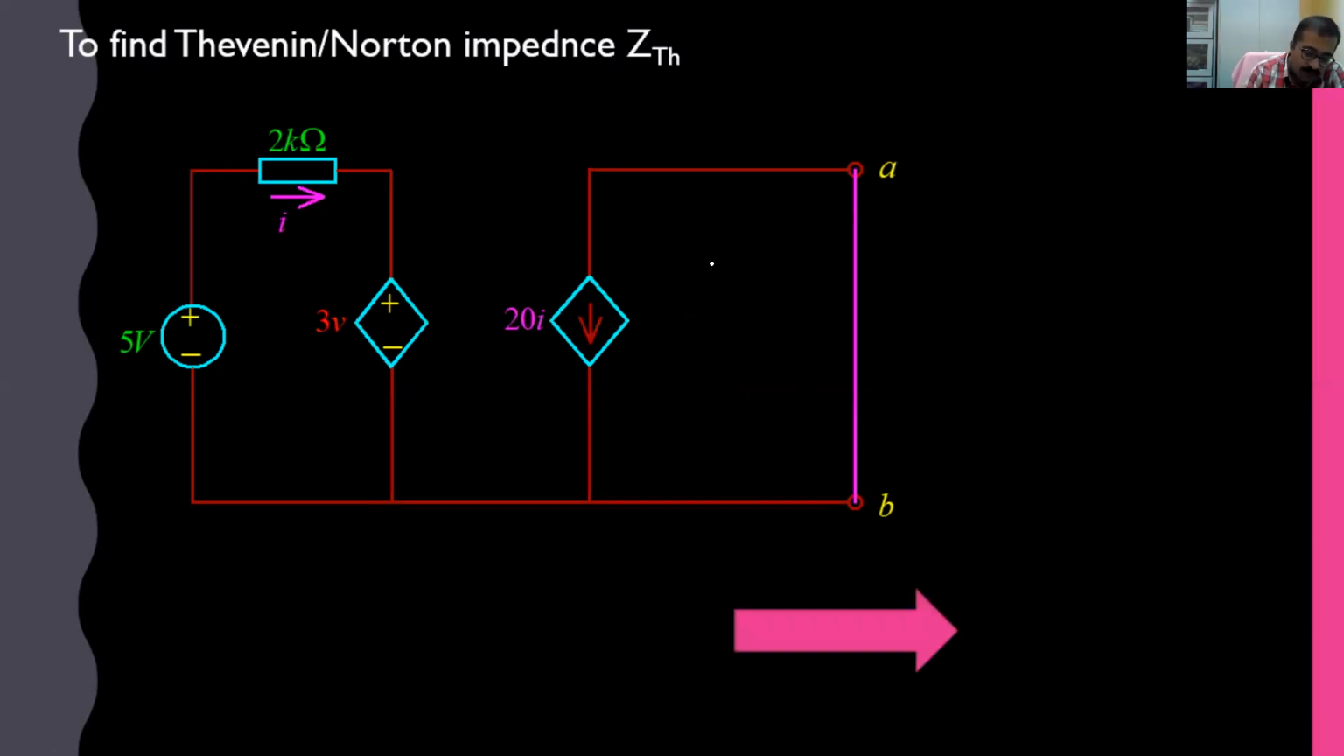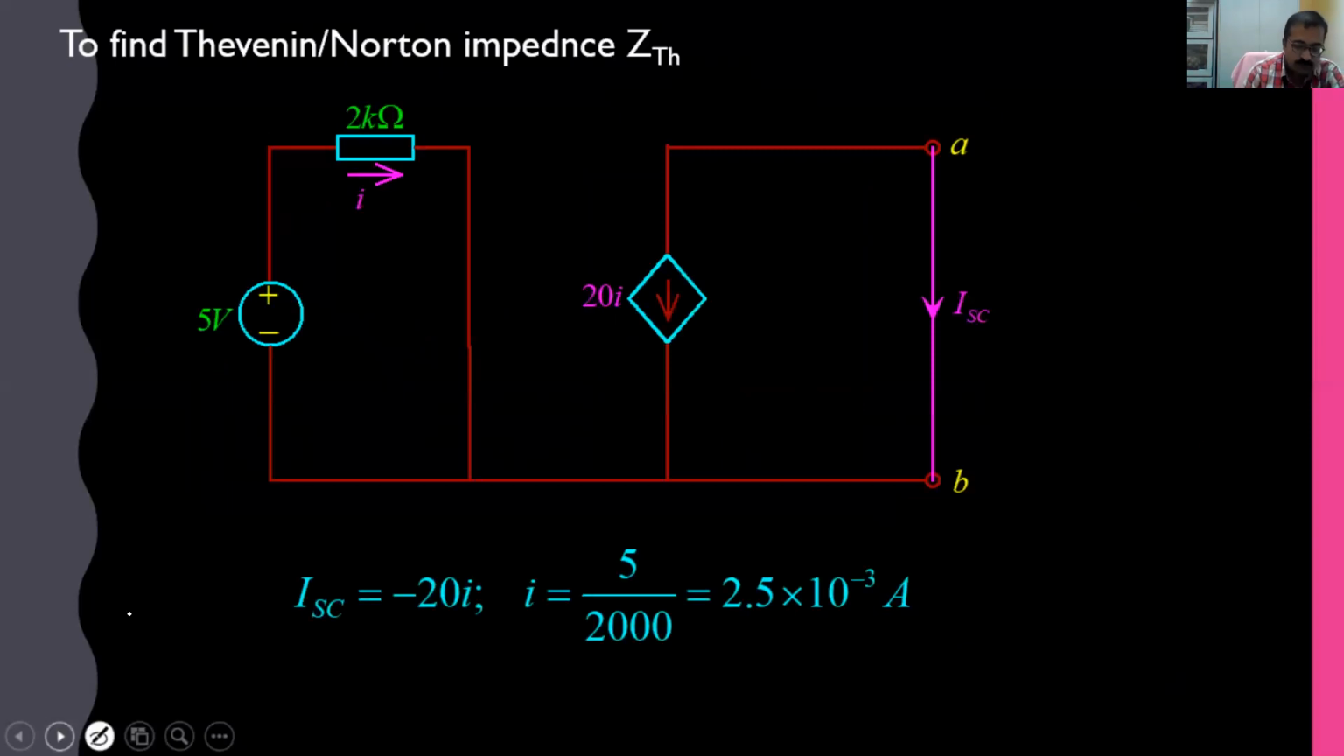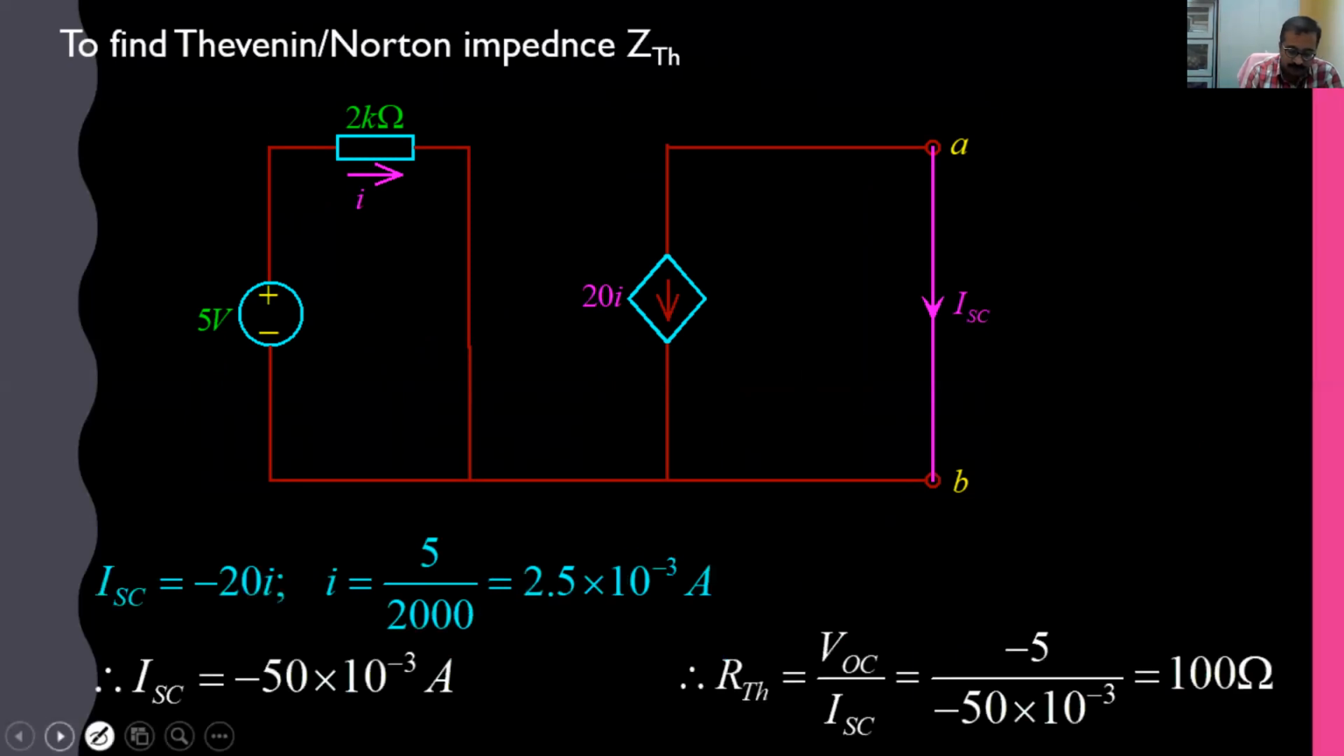Since 25 ohm can be removed, voltage V is 0. This dependent voltage source will also be of no use at all, so that also can be removed. So your short circuit current will be 2.5 into 10 raised to minus 3 ampere. Right? So what will be your RTH or RN? It will be 100 ohms.